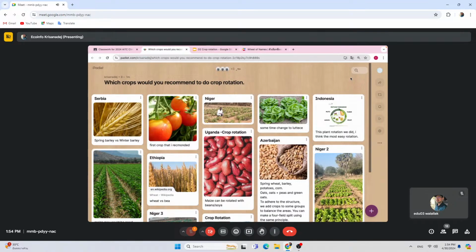Everybody's focus with catching crops that they want for crop rotation. Our palette is so colorful. Tomatoes.